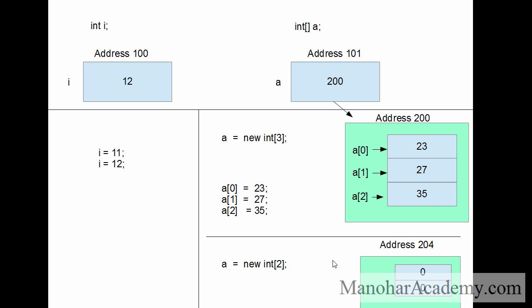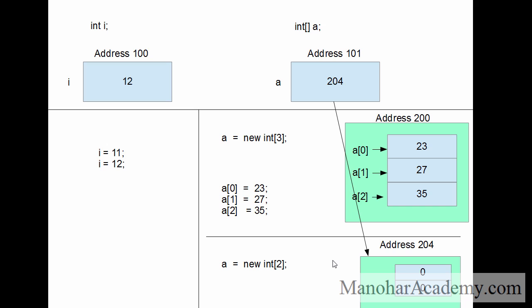If you see here, a new object is created at address 204 and an array of two integers is created, and they have a default value of 0 as we have seen before. Now address 204 is going to be saved in our variable a. So a is going to reference the new object.